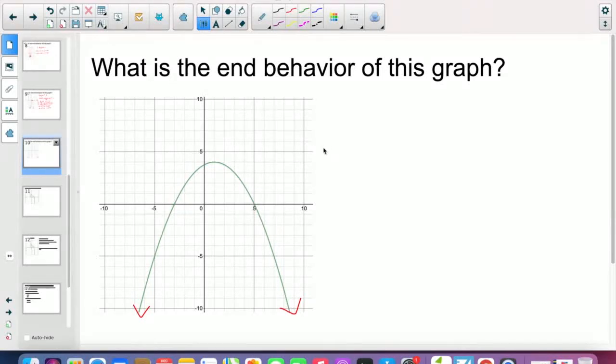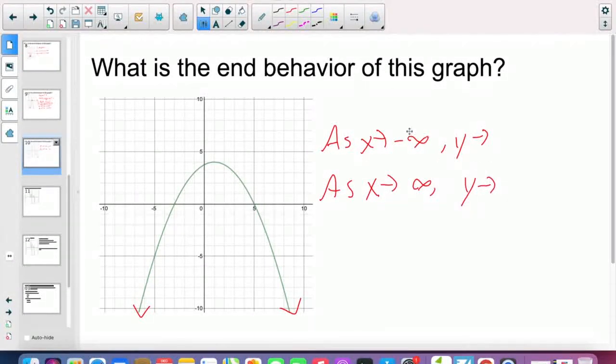For the end behavior, I started out the same way every time. As x approaches negative infinity, y approaches. And as x approaches infinity, y approaches. Okay, as x moves left, y is going down. So that's approaching negative infinity. As x moves right, y also approaches negative infinity. That is my end behavior for that function. That has one curve. Degree was 2. The two roots are -3 and 5.